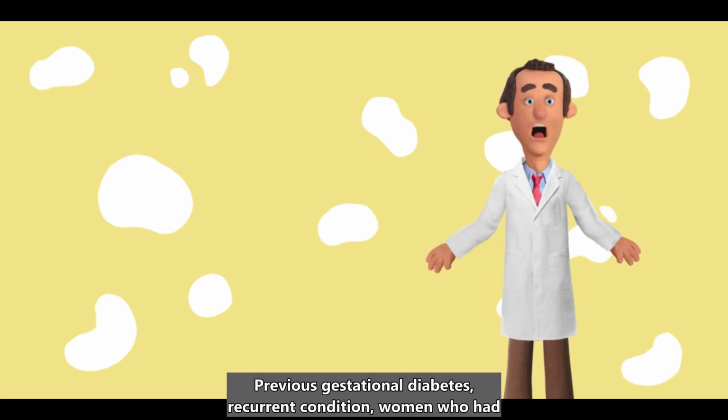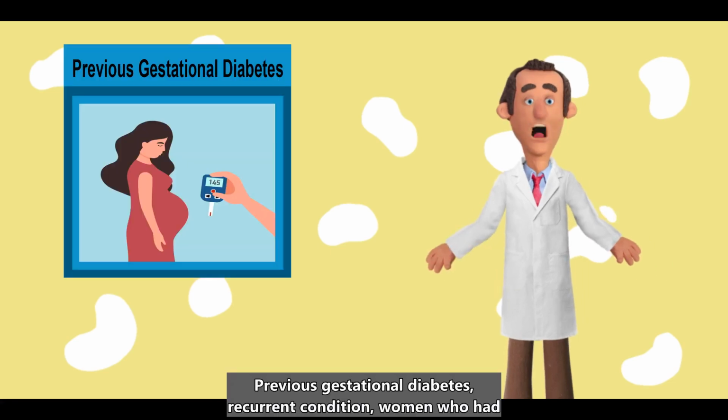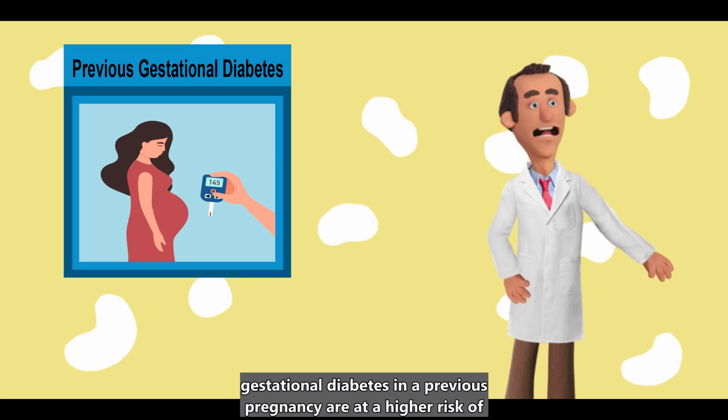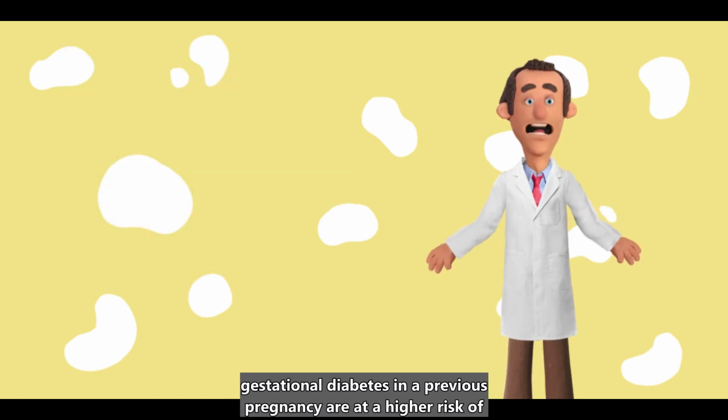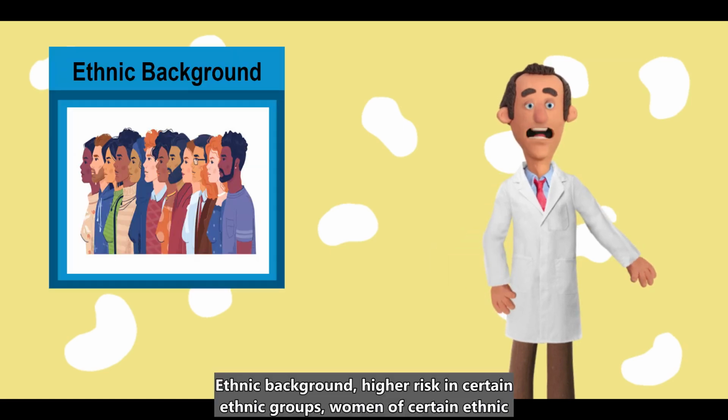6. Previous gestational diabetes, recurrent condition. Women who had gestational diabetes in a previous pregnancy are at a higher risk of developing it again in future pregnancies. 7. Ethnic background. Higher risk in certain ethnic groups.